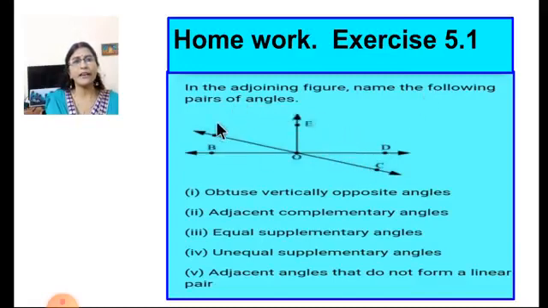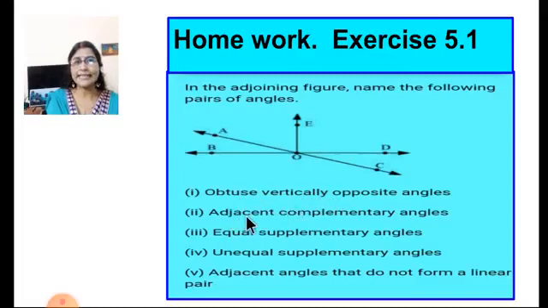Here you can see a figure is given. Seeing this figure, you have to name the following pair of angles. So these are the angles. You have to name obtuse and vertically opposite angles. So first you have to see they should be vertically opposite and then they should be obtuse also. So two conditions have to be seen.